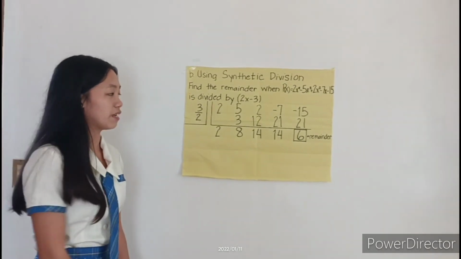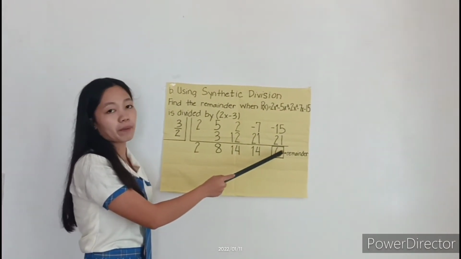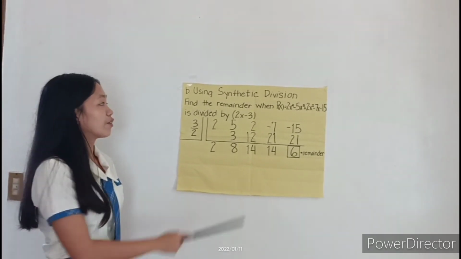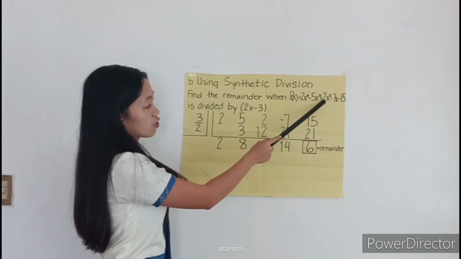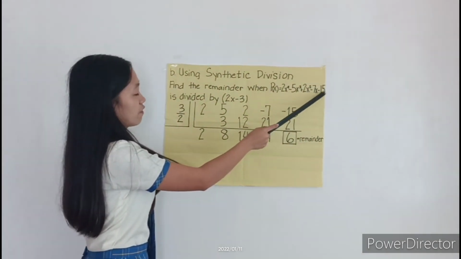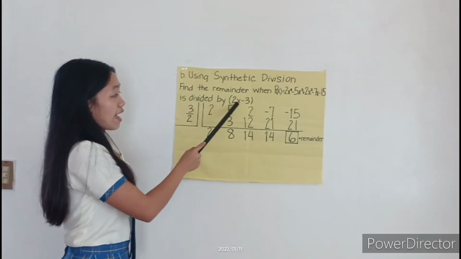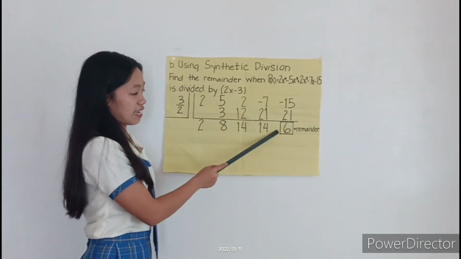So the last term in our coefficients is our remainder. Thus, the remainder when p of x equals 2x raised to 4 minus 5x cubed plus 2x squared minus 7x minus 15 is divided by 2x minus 3 is 6.